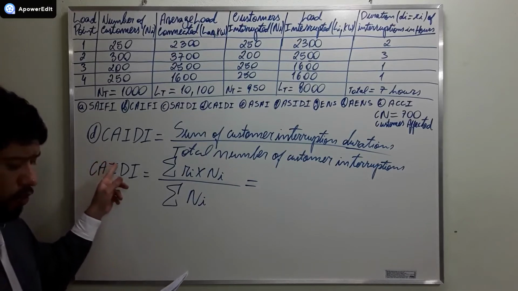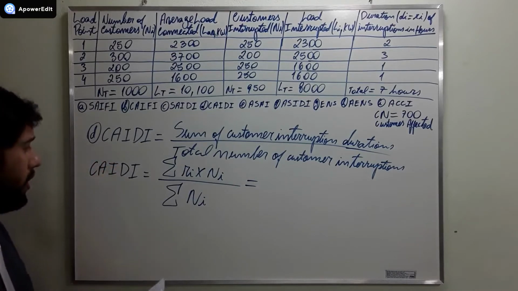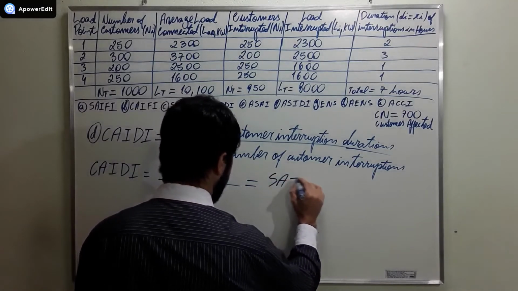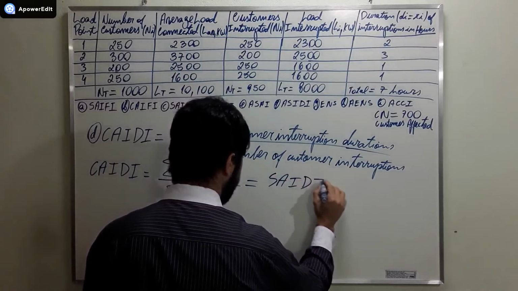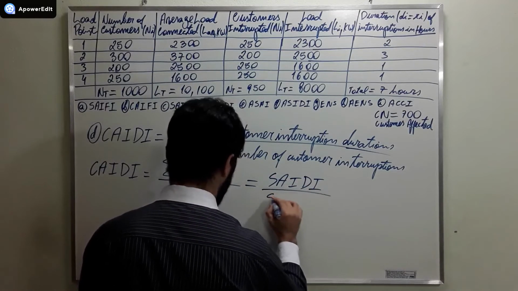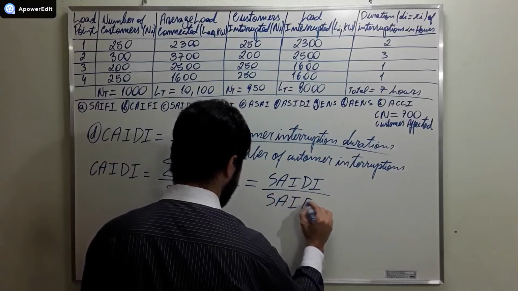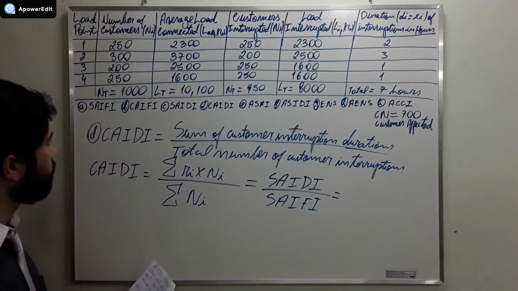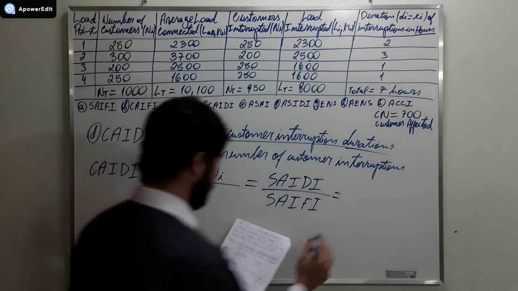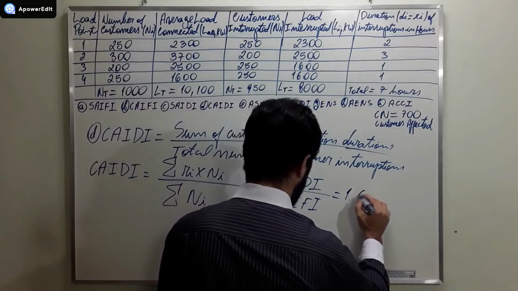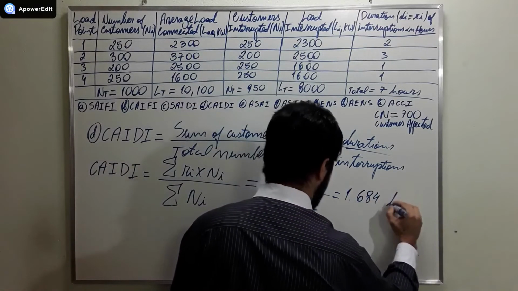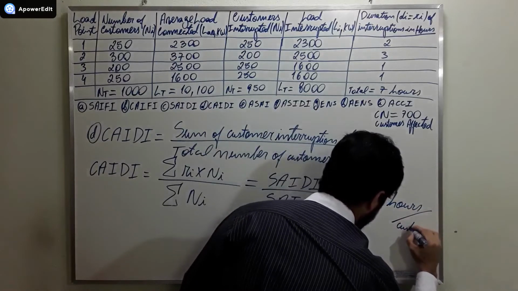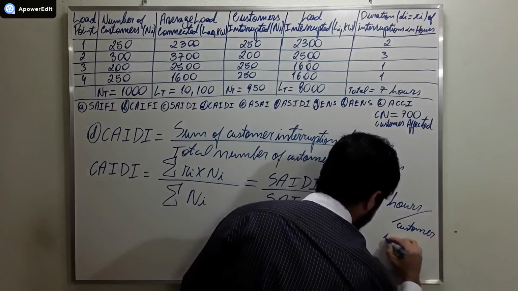If you have already calculated SAIFI and SAIDI, we can find that it is the product between SAIDI and SAIFI. And then we find that it is 1.684 hours per customer interrupted.